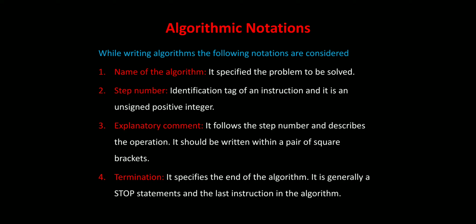First we have to write the name of the algorithm. For writing the algorithm steps, we have to assign step numbers. If any necessary explanatory comments are there, we write the comment in square brackets. At the end, we end the algorithm with the help of a stop statement. These 4 steps are used to write algorithms.